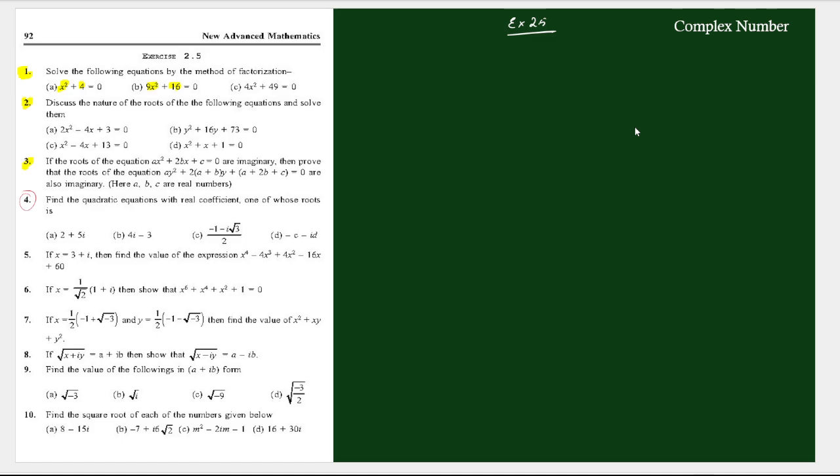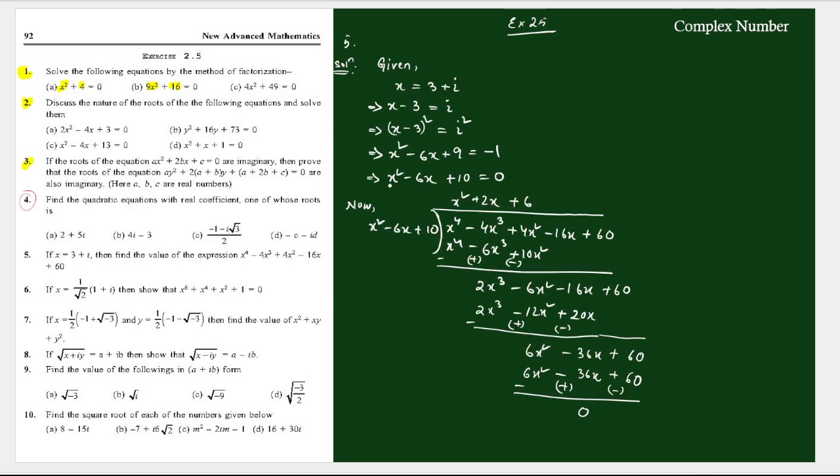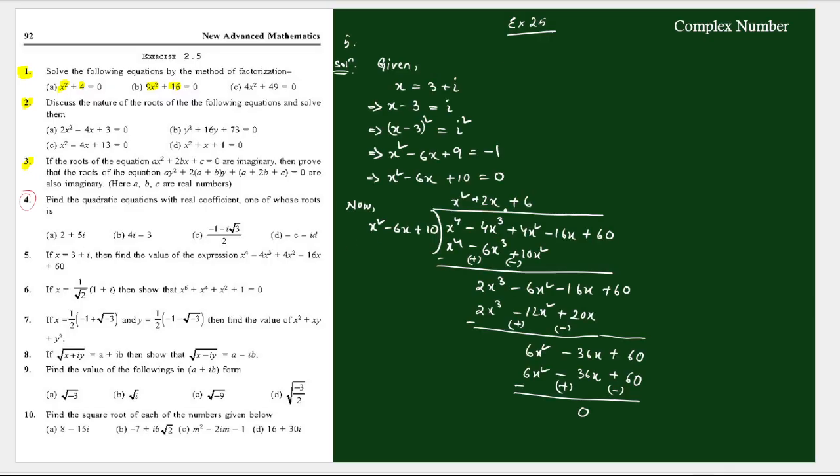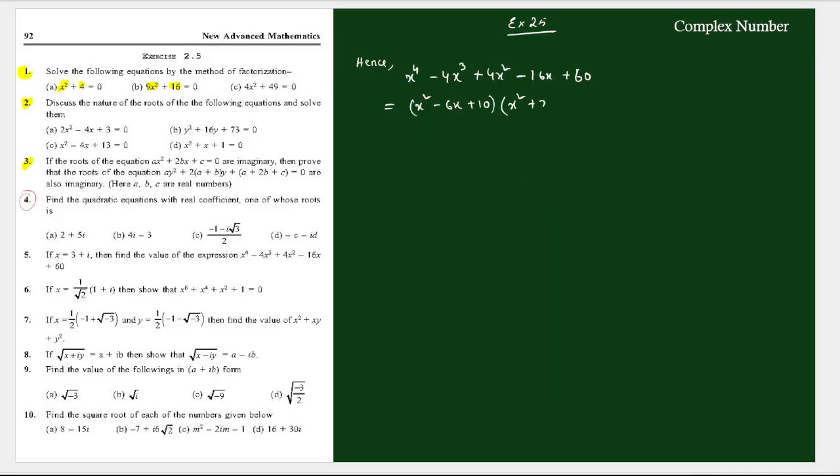So what is our expression? What did we get? Hence, our expression is x^4 minus 4x cube plus 4x square minus 16x plus 60, and this is equal to (x square minus 6x plus 10) multiplied with (x square plus 2x plus 6).